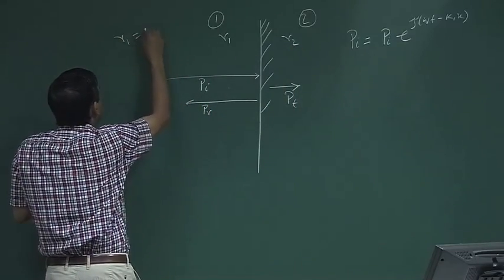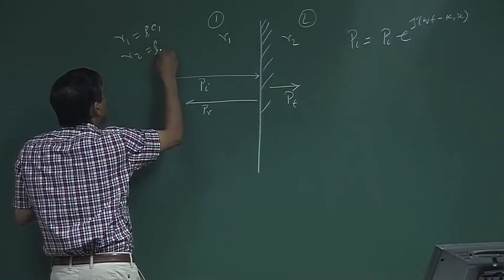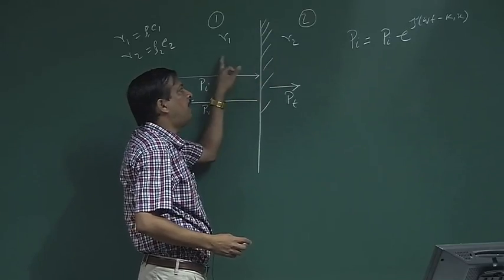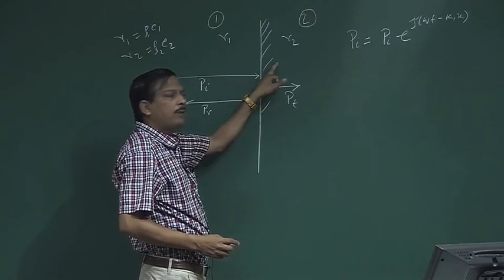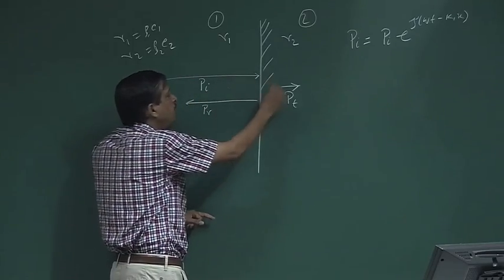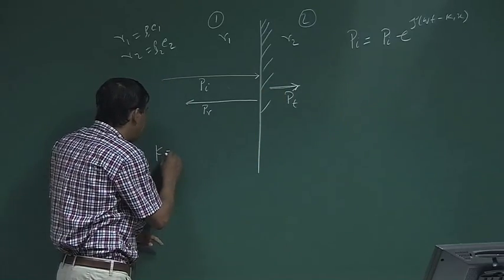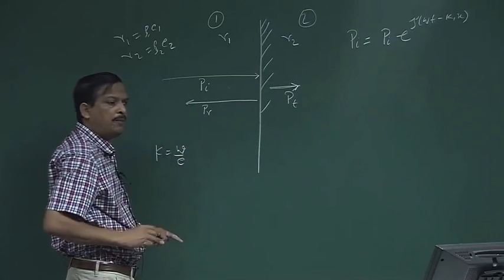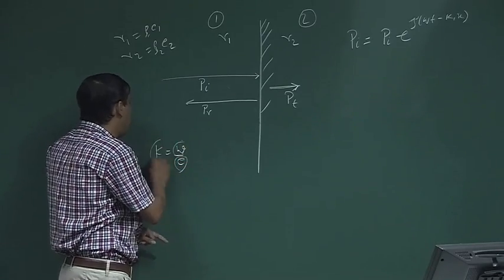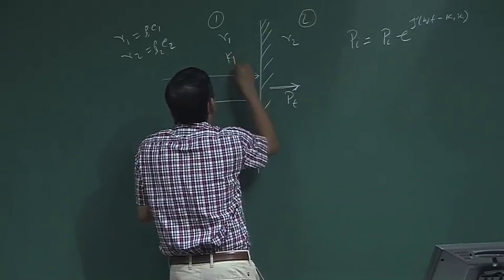R1 is nothing but rho 1 C1, and R2 is nothing but rho 2 C2. Since the velocity of sound in the two media is different, the wave number will differ, although the frequency of the incident pressure wave and the transmitted pressure wave will be the same. The wave number k is nothing but omega by c. Since c is different, the wave number will be different.